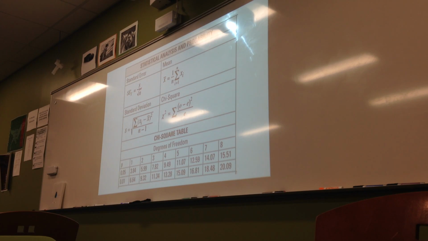Okay, these are some of the formulas that we will see on our formula sheet. Make sure you're able to apply standard error, mean, standard deviation, chi-square, definitely chi-square. Remind me, how do we get our degrees of freedom? N-1, number of categories, -1.